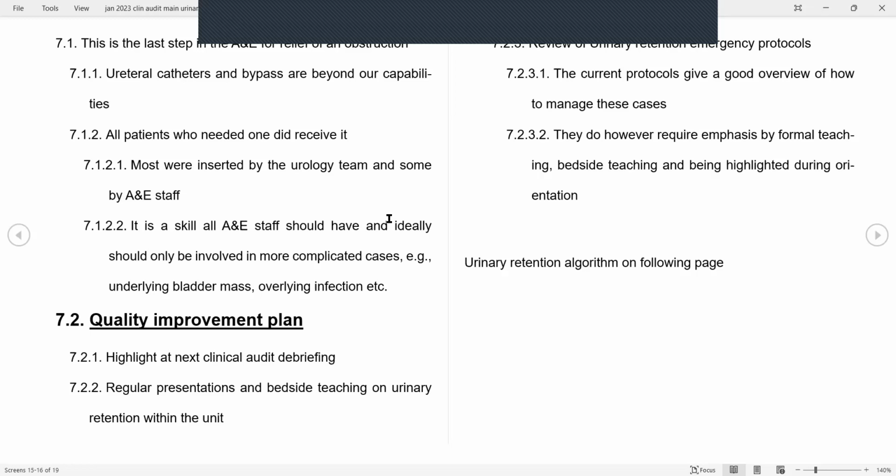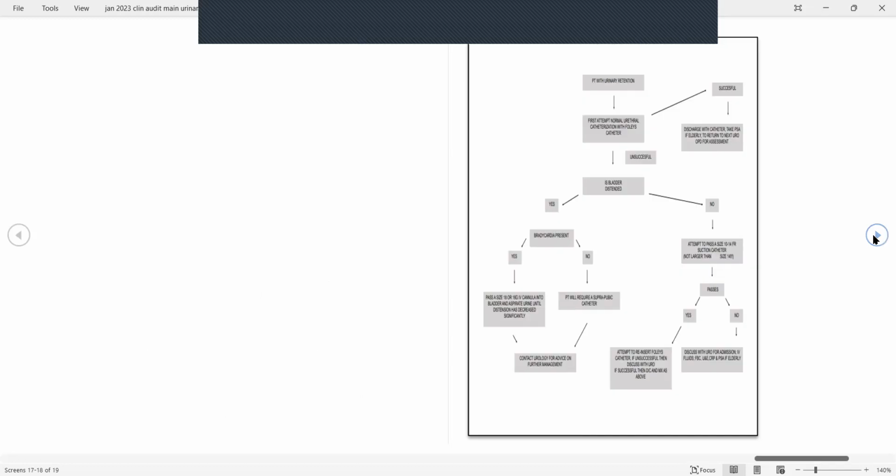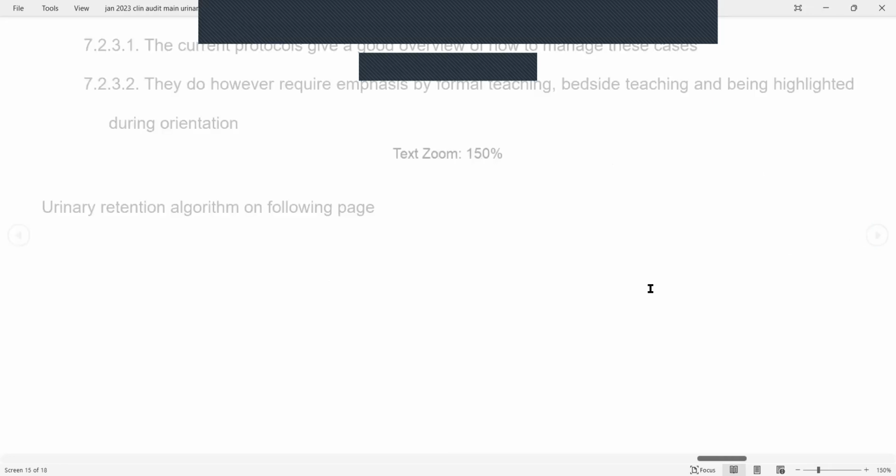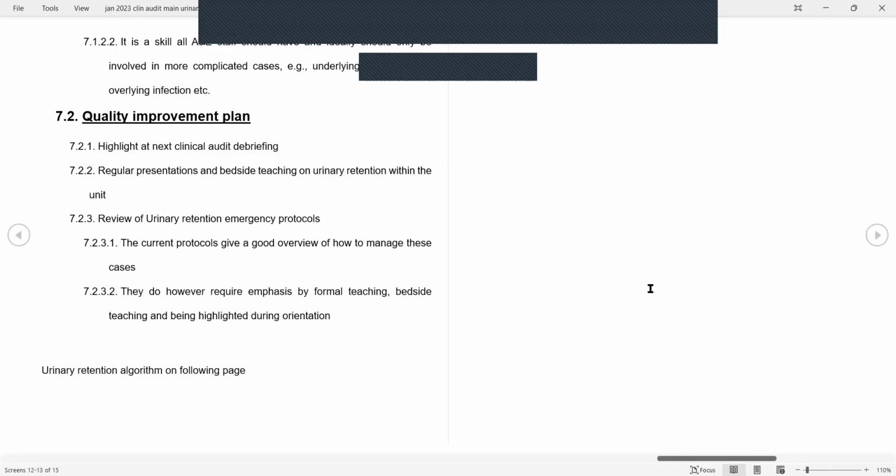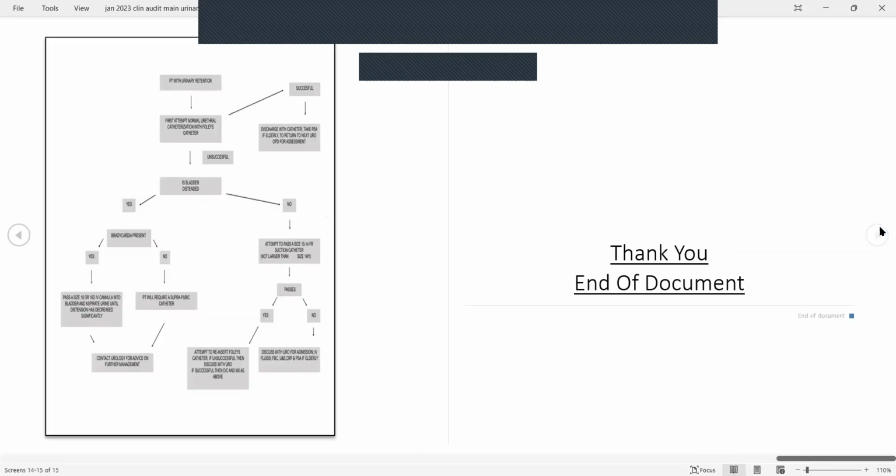Okay. So in our case, the urology team came and did it, but it's something that the A&E team should be able to do as well. So this is just our little algorithm that shows how we should go about it, which I'm going to provide as well. So you can have a look at it. It's not a very good picture here. So there we go. You can have a look at it here, but like I said, I will link to it as well.